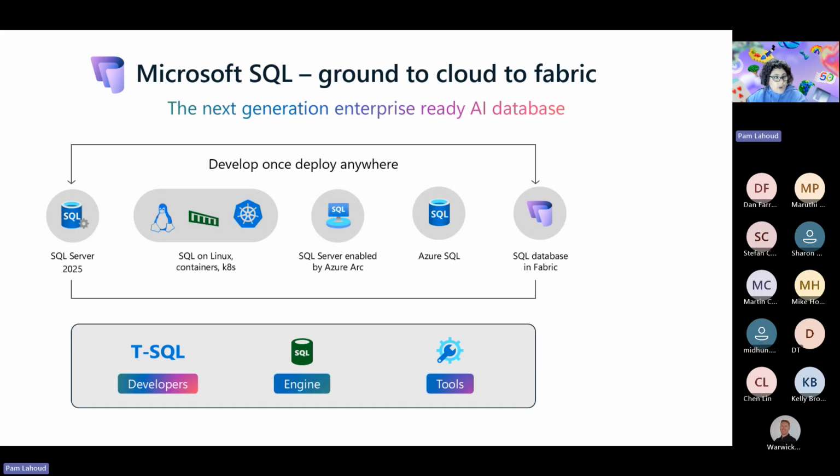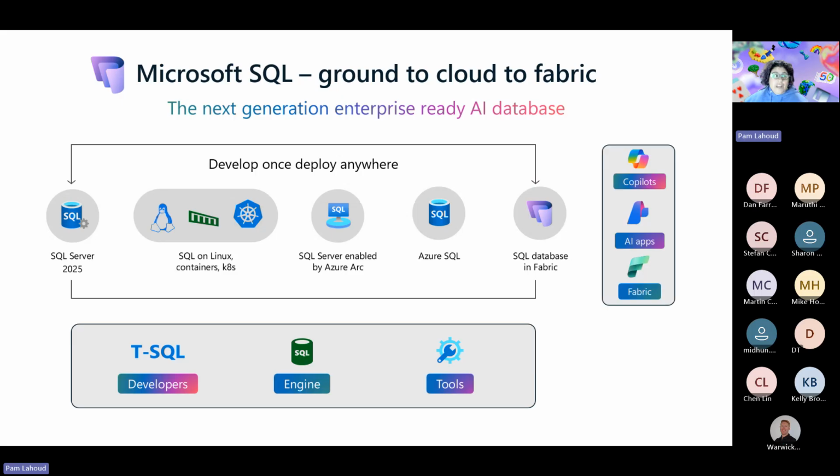So SQL Server on-prem, SQL Server 2025 was announced, will be coming out sometime this year. You can run SQL in containers on Linux. You can run SQL using Azure Arc to connect your on-prem SQL servers or your SQL servers in other clouds to Azure. You can run it in Azure MI and SQL DB, or you can run it in Fabric. That's great because it's the same engine, the same code, and the same support. They all support Management Studio, the same tools, Visual Studio Code. And it's all going to have copilots and integration into AI Foundry and even Fabric.